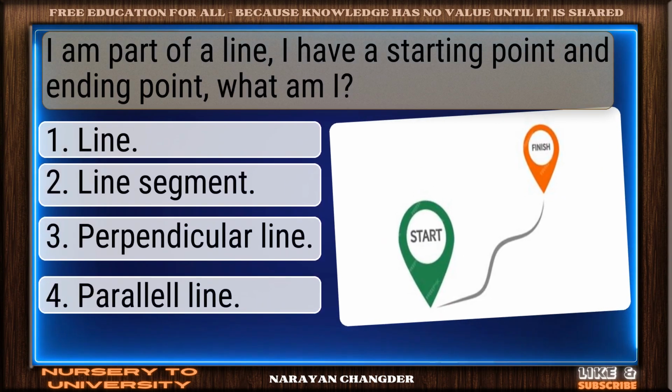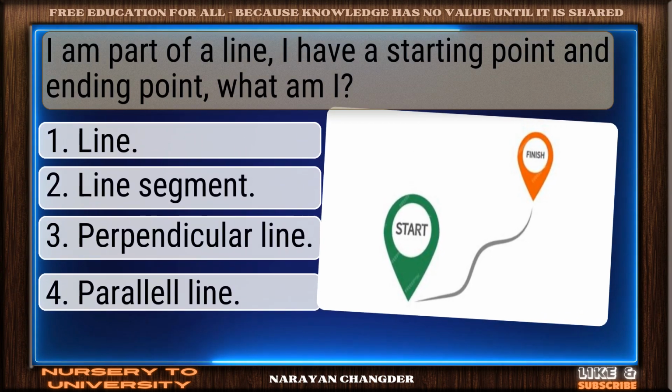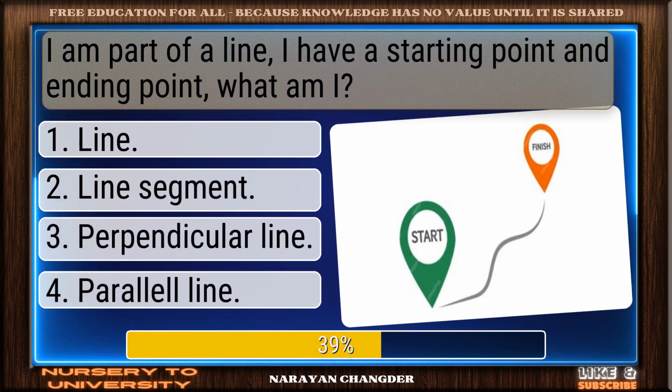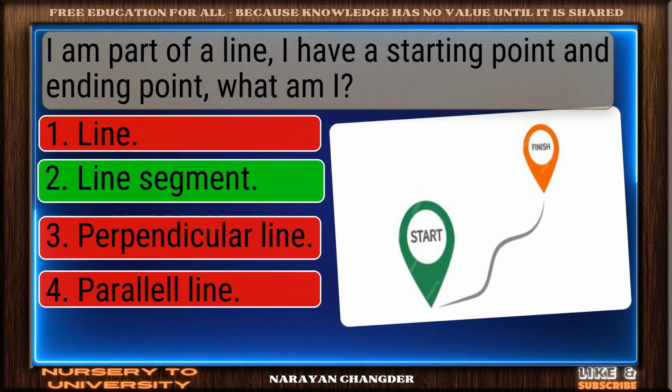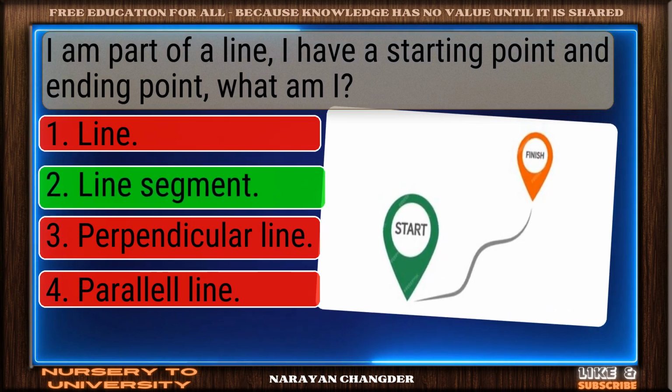Question number 84. I am part of a line. I have a starting point and an ending point. What am I? Bravo! Line segment is the answer.